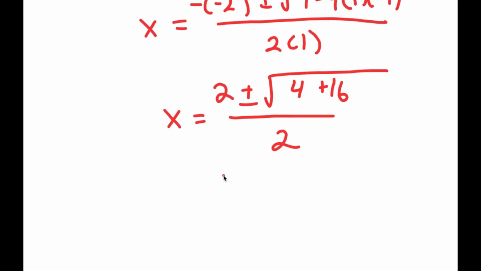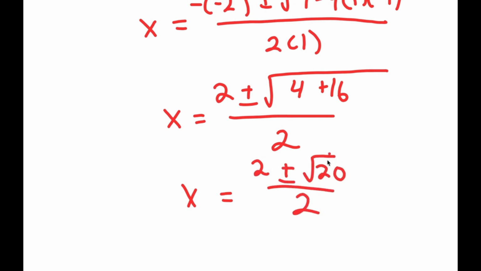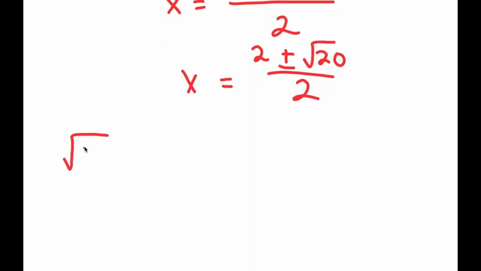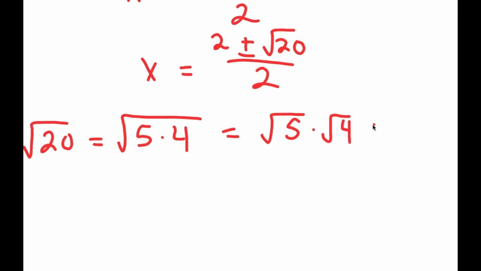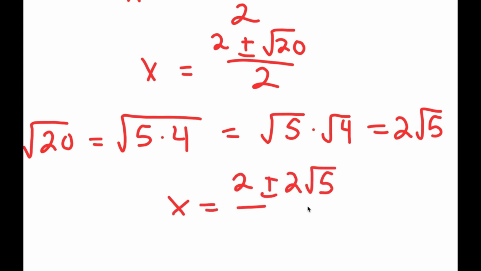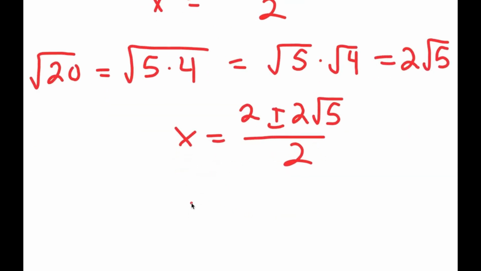And this is equal to 2 plus or minus the square root of 20 over 2. Now, we can actually simplify this. The square root of 20 is the same thing as the square root of 5 times 4, which we can rewrite as the square root of 5 times the square root of 4. And the square root of 4 is equal to 2, so this is equal to 2 root 5. So now I get x is equal to 2 plus or minus 2 root 5 over 2. And now if I divide both these terms by 2, I get x is equal to 1 plus or minus the square root of 5.